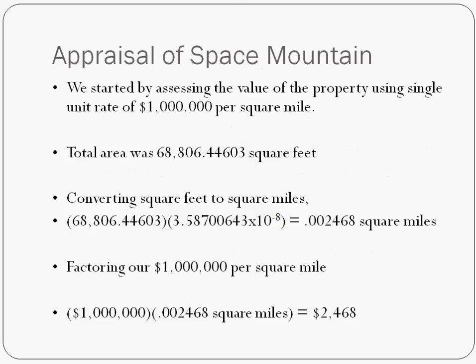Now our job is to figure out the appraisal of Space Mountain. The task tells us that we should use $1 million per square mile. Therefore, the total area of Space Mountain was 68,806 square feet. In order to calculate this, I need to convert the square feet to square miles. And as you can see from the formula, I end up with approximately 0.002468 square miles. Taking into consideration our $1 million per square mile, when I multiply that amount times the square miles, I get 2,468.